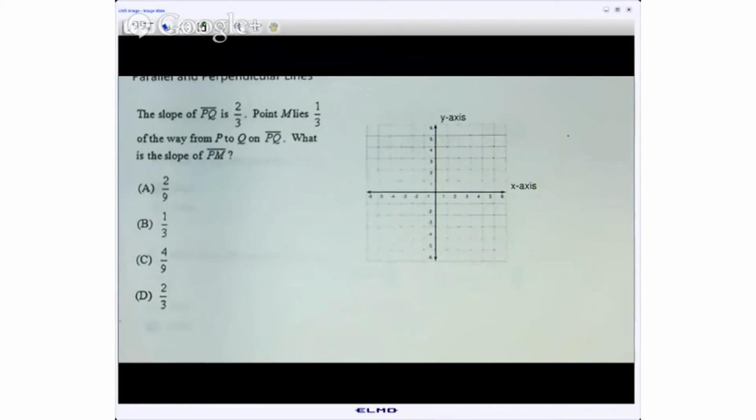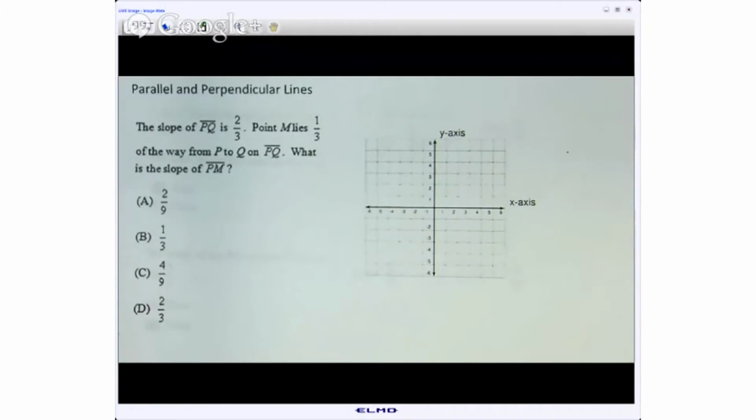On this particular problem, this problem says the slope of PQ is 2/3. Point M lies 1/3 of the way from P to Q on segment PQ. What is the slope of PM? So there's a lot of information there.